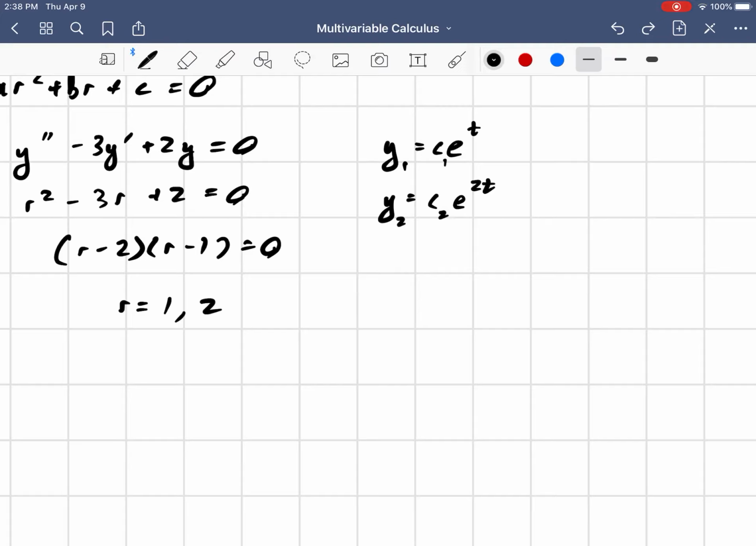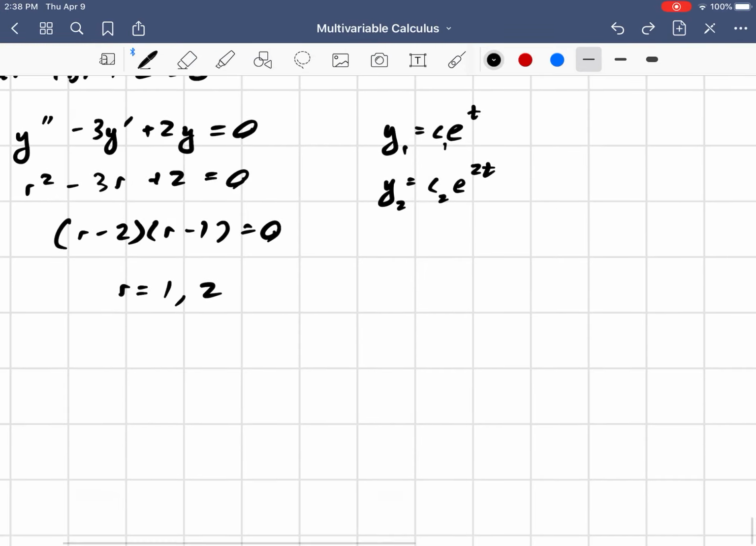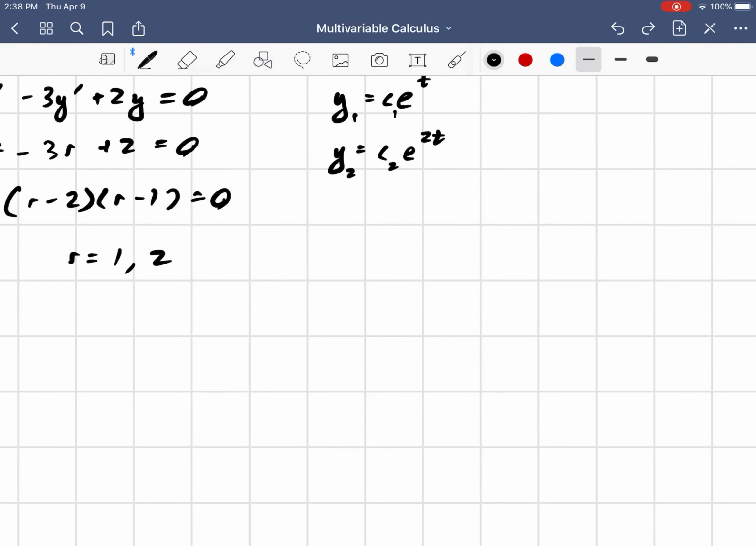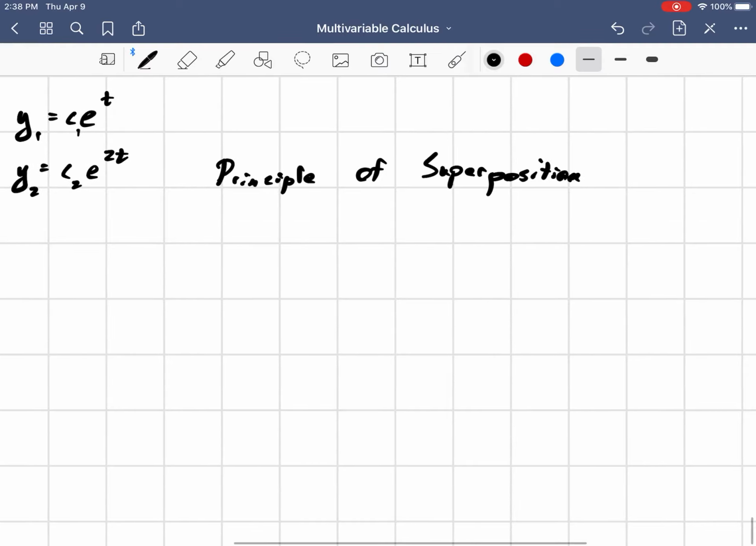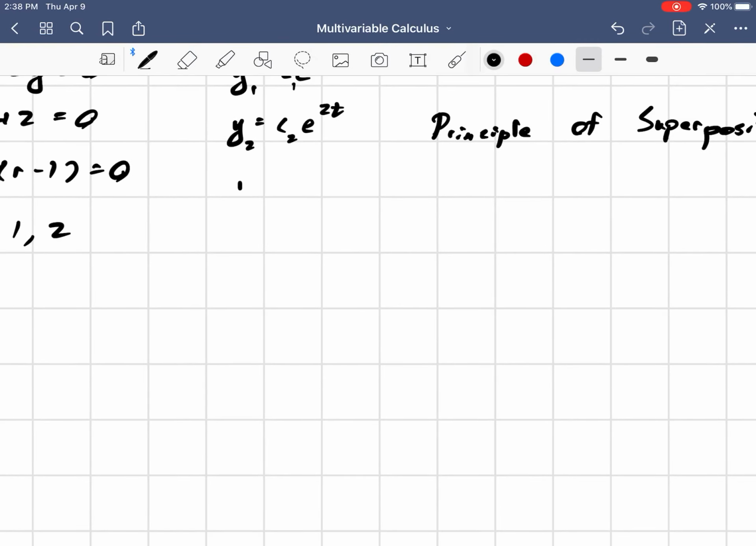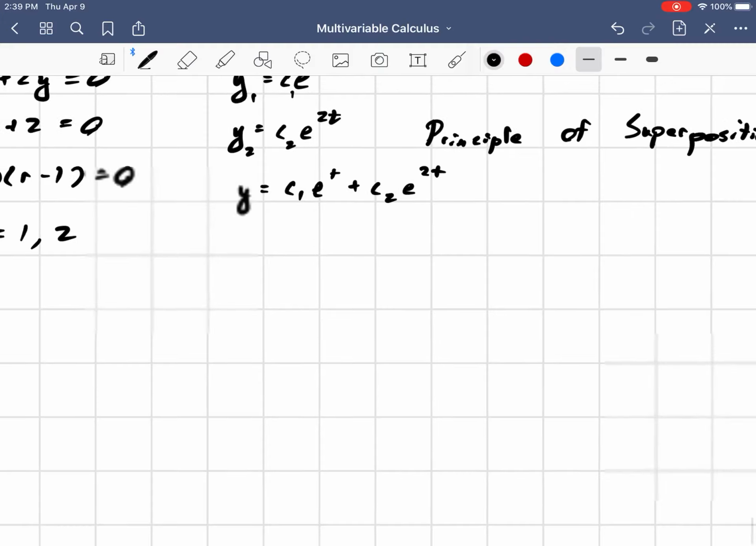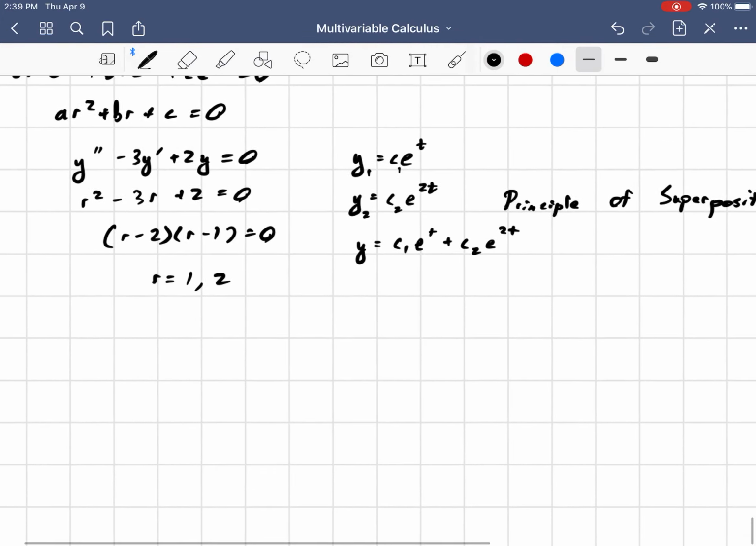So this isn't the most general solution. In fact, the most general solution is any linear combination of those two particular solutions. And this is true because of what's called the principle of, it's a real fancy name for something really simple, the principle of superposition. And so the idea is the general solution is y equals c sub 1 e to the t plus c sub 2 e to the 2t.